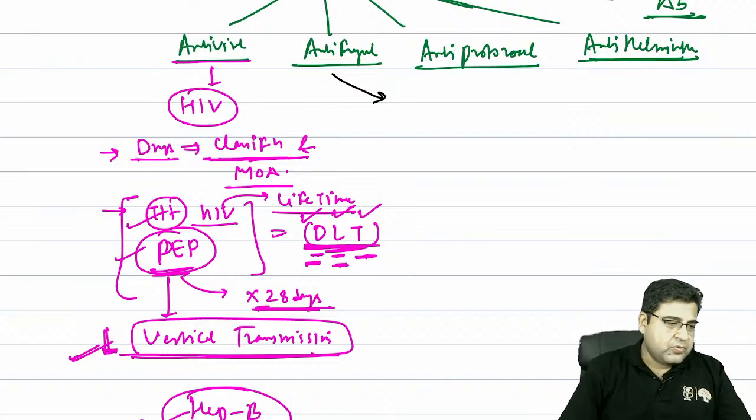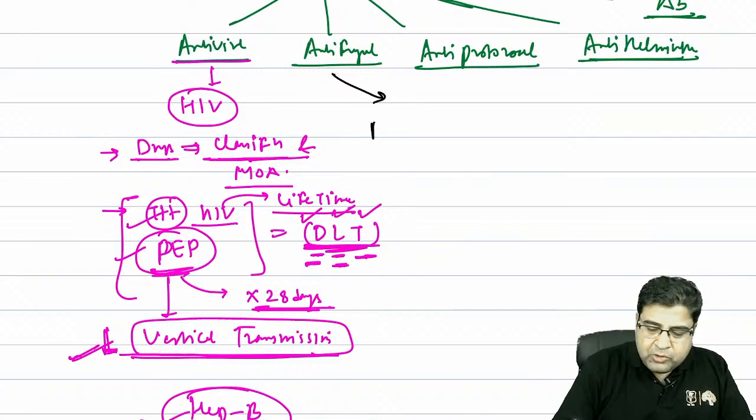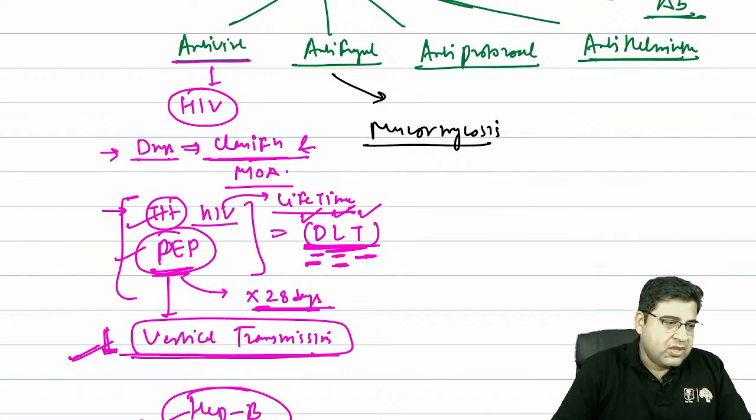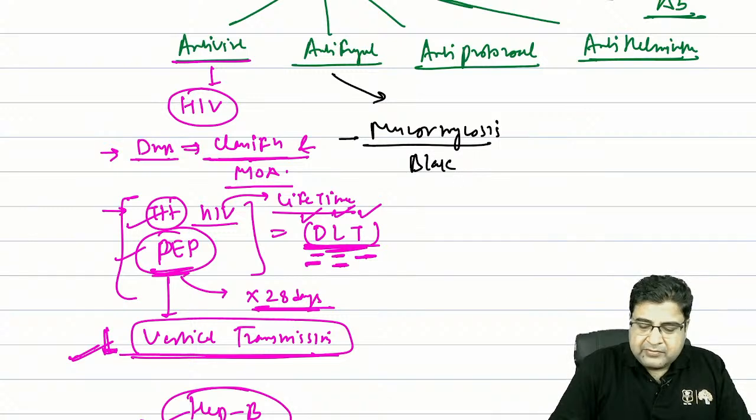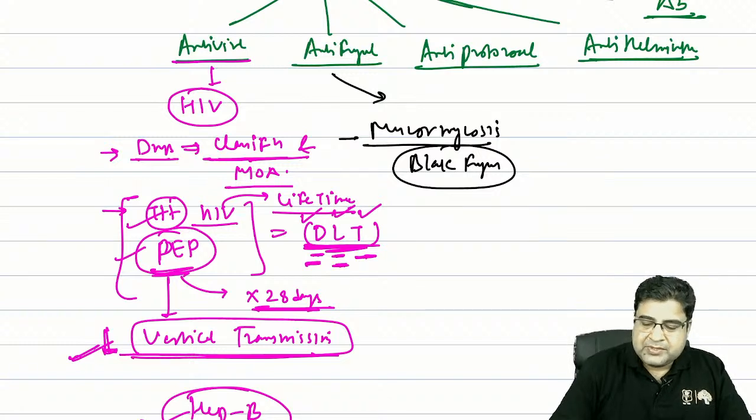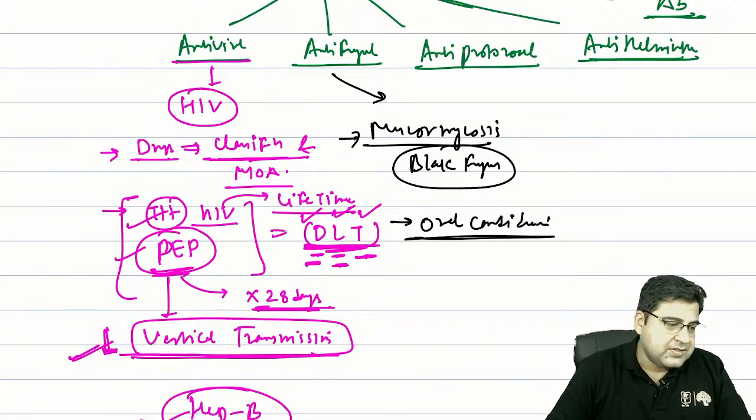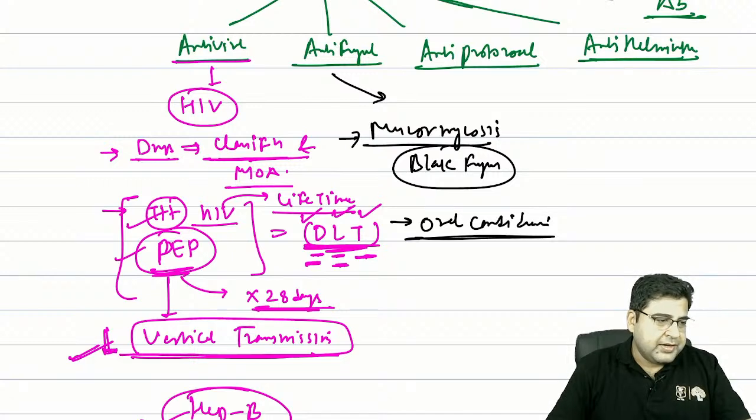No problem. In antifungals, guys, mucormycosis, because you people are dental surgeons, you deal with the sinus and all. So mucormycosis, the black fungus, is important and relevant for you. You should know mucormycosis. And the second is oral candidiasis. How to deal with oral candidiasis is important. So can any one of you tell me the drug of choice for this?